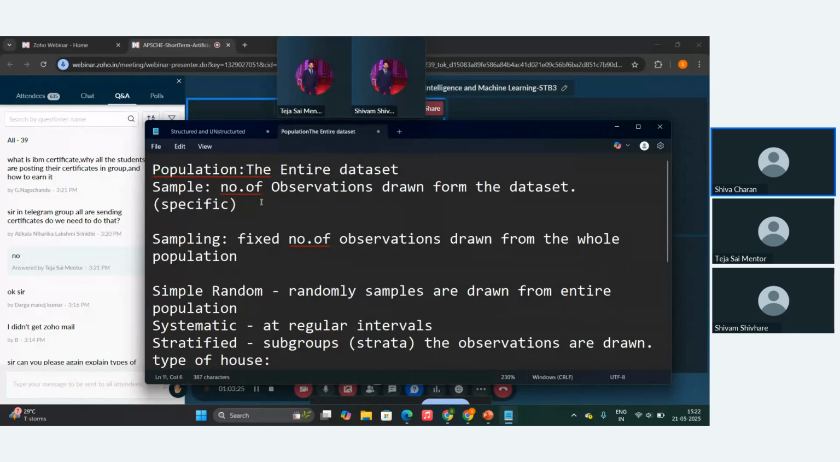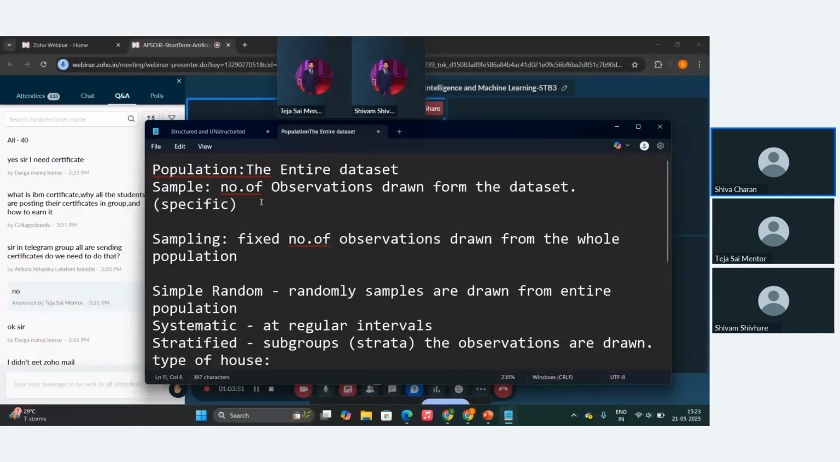Moving forward, we dived into statistics: the population and sample difference, and the types of sampling methods. Population means the entire data set. A sample is a fixed number of observations, specific data points drawn from the entire population. Sampling is again drawing a fixed number of observations from the entire data set.